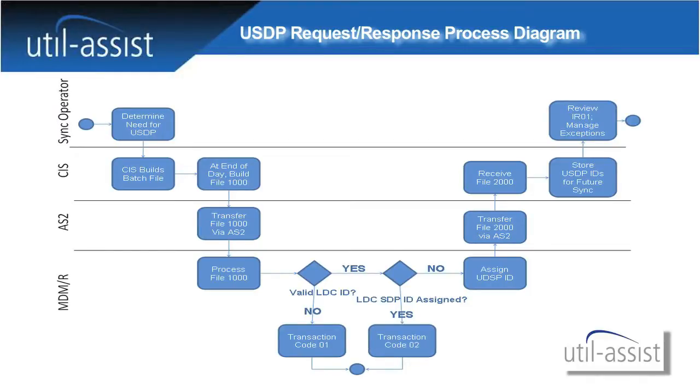If it hasn't, you would get a USDP ID assigned, and MDMR would start to build what's called file 2000 to provide back to the utility. They would then move that through the AS2 client into your AS2 client, which would move into your CIS once received. That's a bit of a business process decision. How does that get into CIS? Is this an automated process, or is this somebody with a mouse picking up that file, moving it around, processing it? Then once processed by the CIS, the USDP IDs would be brought into the CIS and stored for future sync processes. The next time you use them then is synchronization.